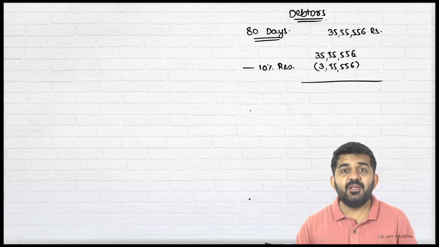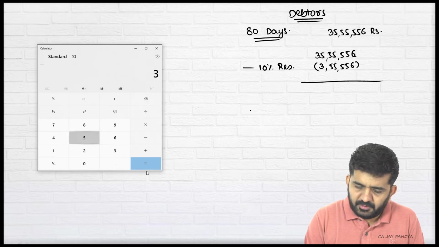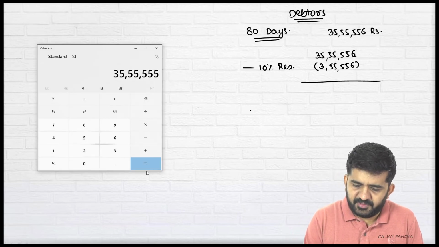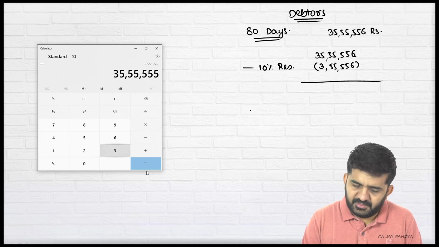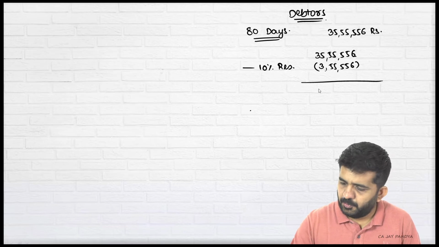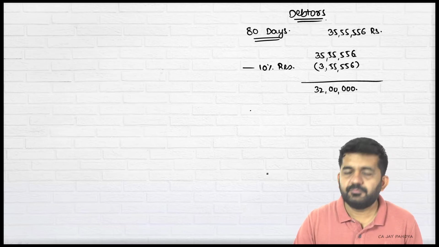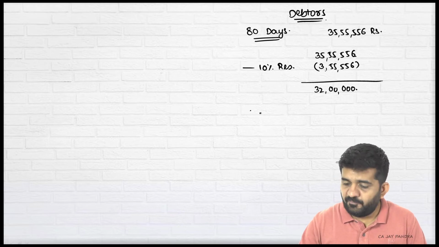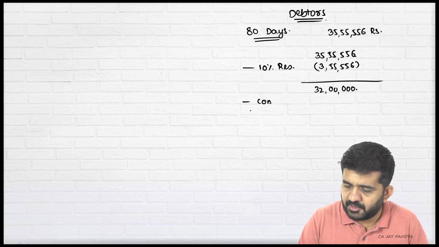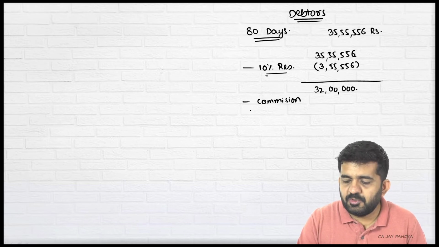So they will finance only this much amount, 35 lakh 55,555 minus 3 lakh 55,555. It is 32 lakhs. Is it all right? Out of which they will reduce their commission. So this amount they are not financing.